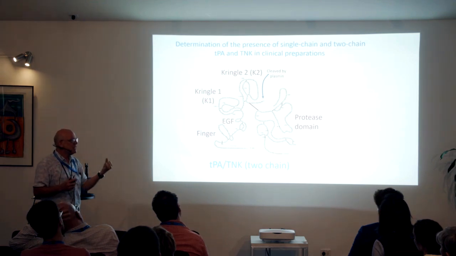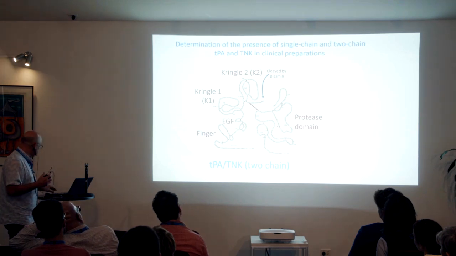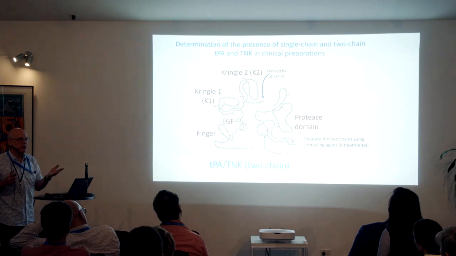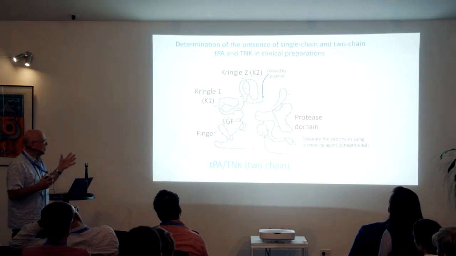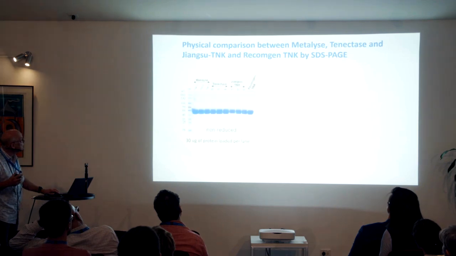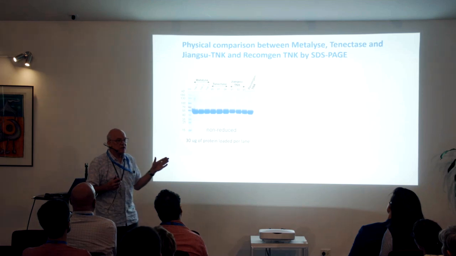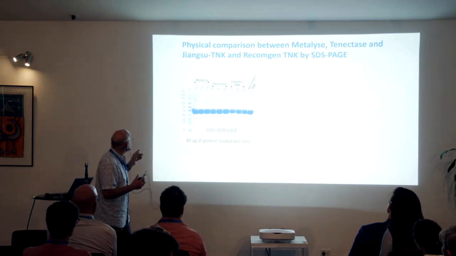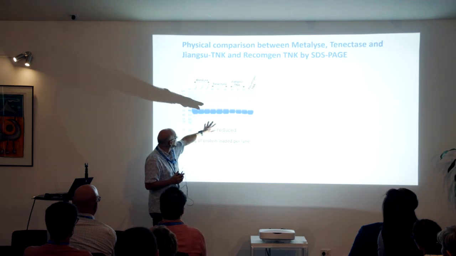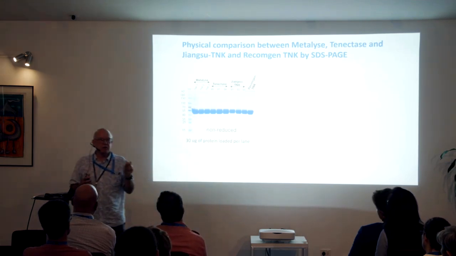The only way you can see if the chains are being created is that you've got to reduce it. You reduce that disulfide bond with DTT, and then you'll see the 2 chains. So I got hold of these formulations of Tenecteplase from everywhere, and I ran 30 micrograms of each one. There's three separate forms of Metalyse, 3 different forms, you can see them all up here. Run them all in this PAGE gel and stain them with Coomassie.